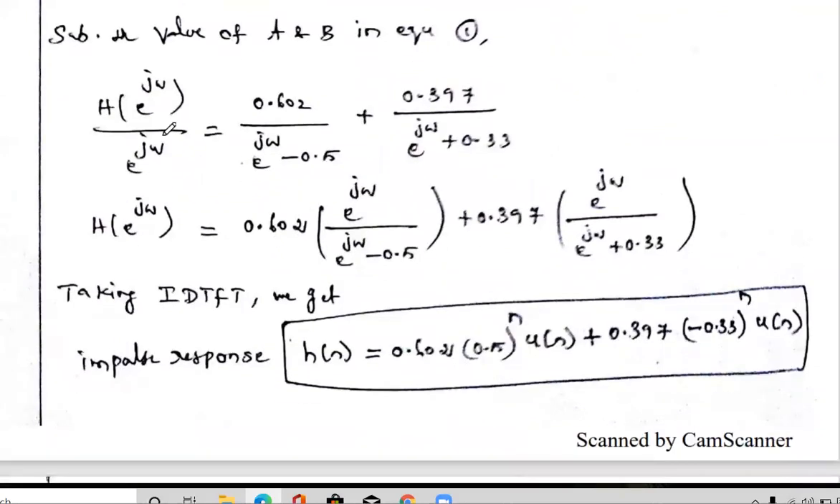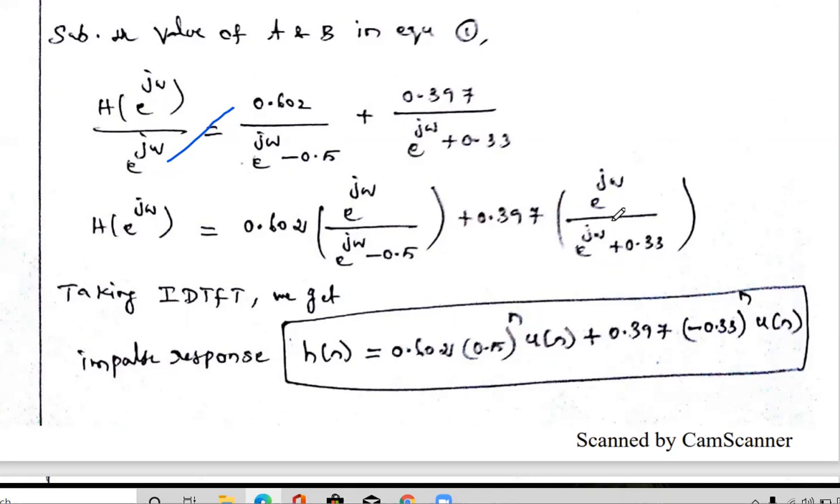So H(e^jω)/e^jω is equal to A divided by the term, plus B divided by the particular term. What is the next step? This e^jω, you give it to the right side. Okay, so H(e^jω) equals 0.602 e^jω/(e^jω minus 0.5) plus 0.397 e^jω/(e^jω plus 0.33). So using the partial fraction method, we converted the second order polynomial H(e^jω) into an addition of single order system equations.